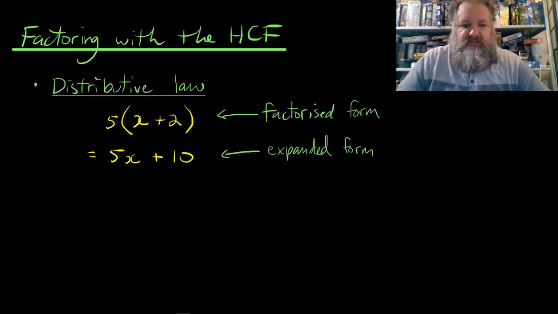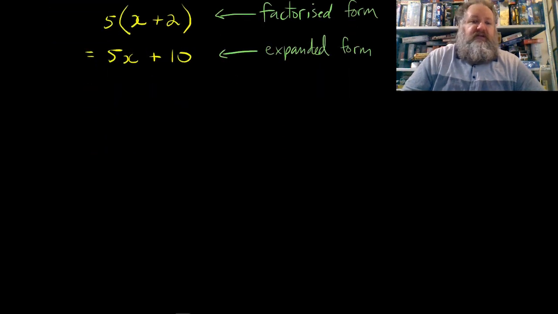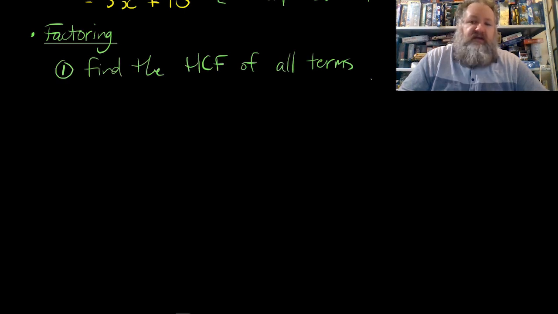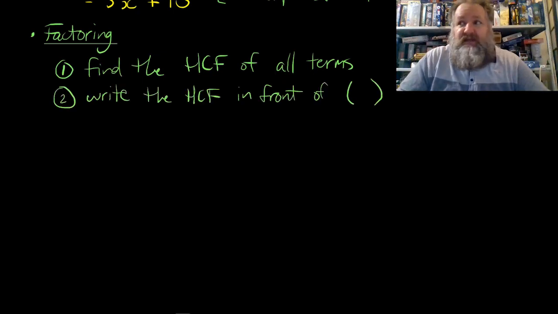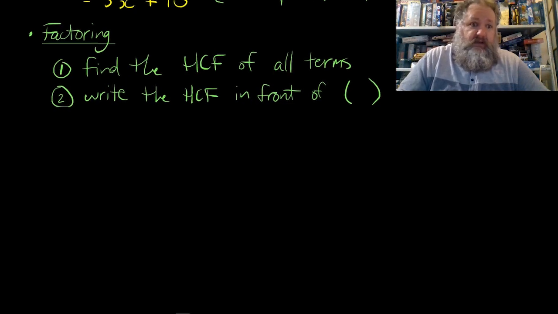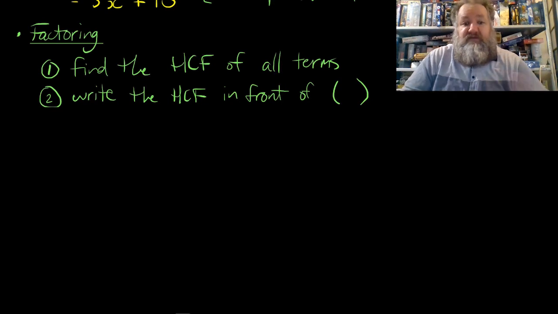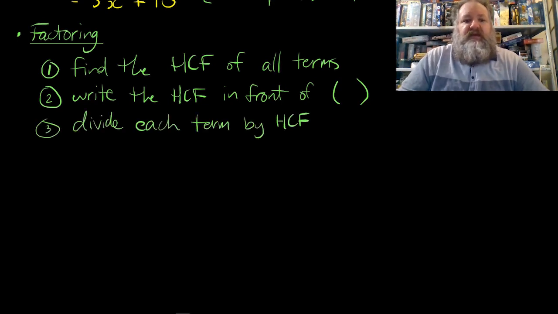Okay, so let's talk about the process of actually using our understanding of the distributive law to work backwards. For factoring, there's a couple of steps. The first step is that we need to find the highest common factor of all of the terms that we're dealing with. Once we have the highest common factor, we will write that factor down in front of a new pair of parentheses, the brackets, because whenever we're factorizing, we make brackets. We then divide each term that we have by that highest common factor.